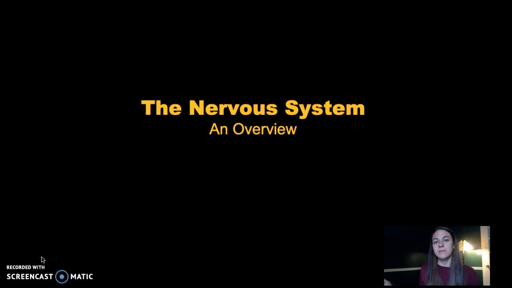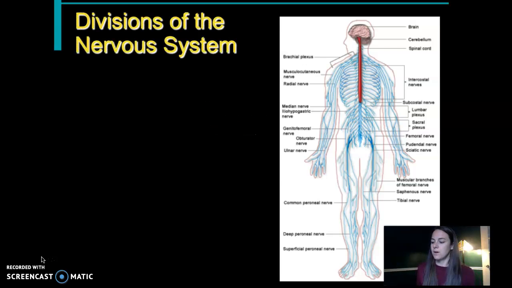We will talk about reflexes, which are rapid responses to a stimulus. So we'll talk about that. And then we'll talk very briefly about the different parts of the brain. Okay, so fill out your papers as you go along with this PowerPoint. We'll start with the divisions of the nervous system.